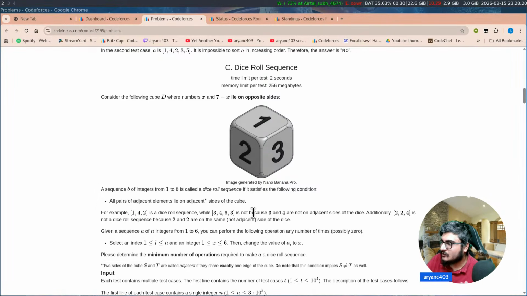While 3463 is not, because 3 and 4 are not adjacent. 3 is on this side, 4 is on the opposite side. Additionally, 2 2 4 is not a die-roll sequence because 2 and 2 are on the same side.